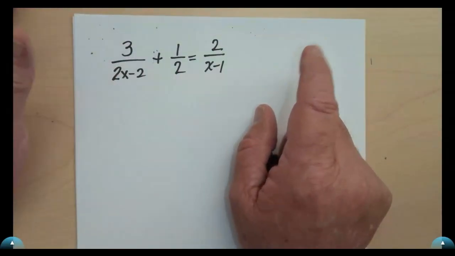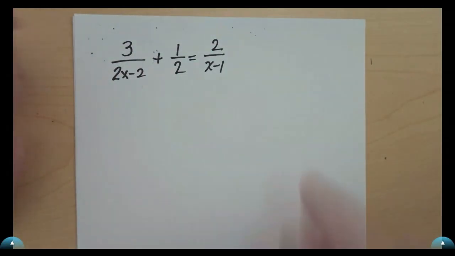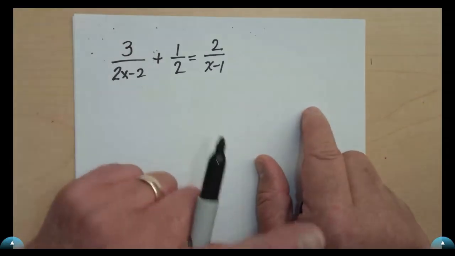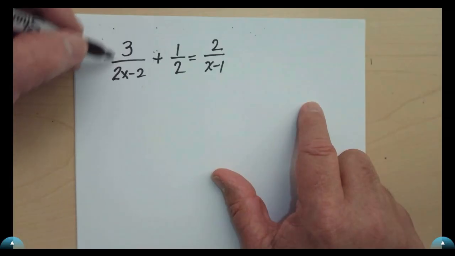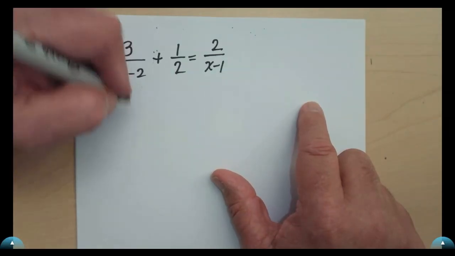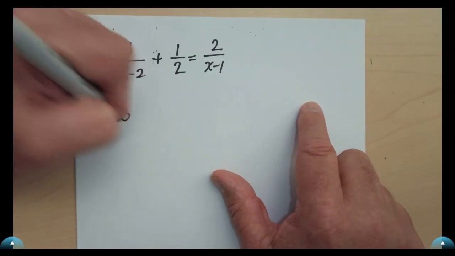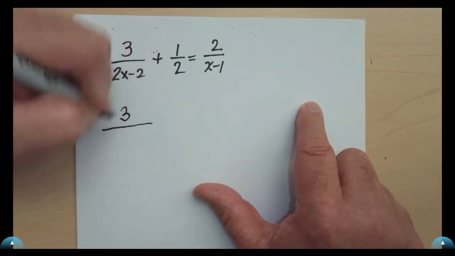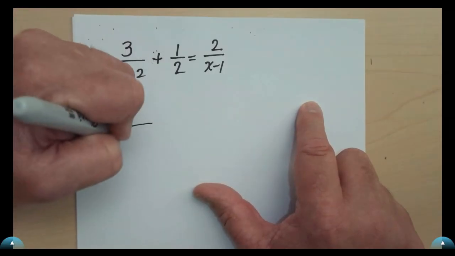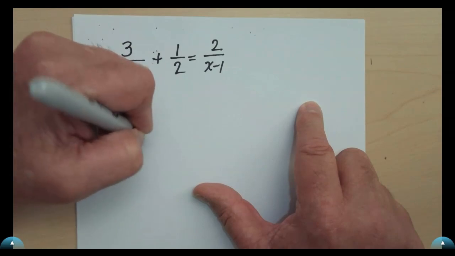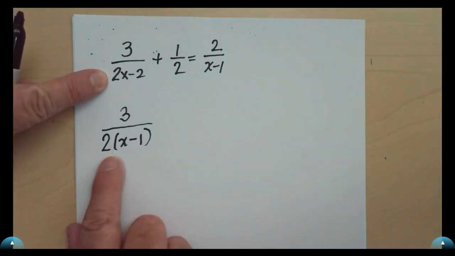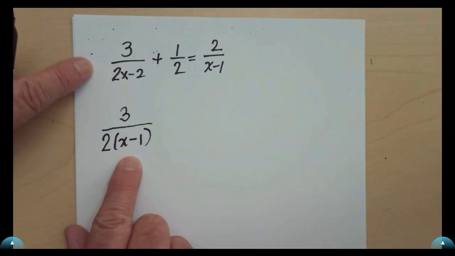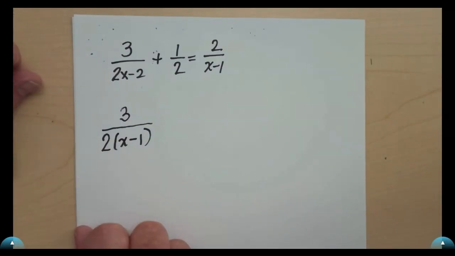Sometimes you might have to do something like that. It turns out in this problem we don't, and here's the trick. Look at this first fraction, the 3 over 2x minus 2. See if you agree that that is the same as what I'm writing now. You all agree that 2x minus 2 is the same as 2 times, in parentheses, x minus 1?